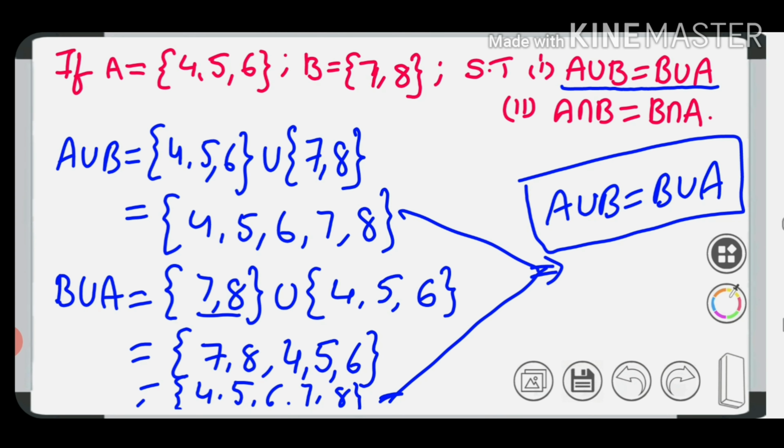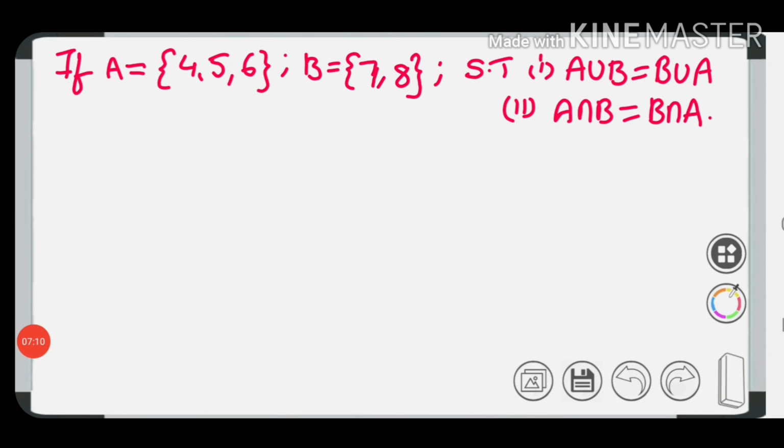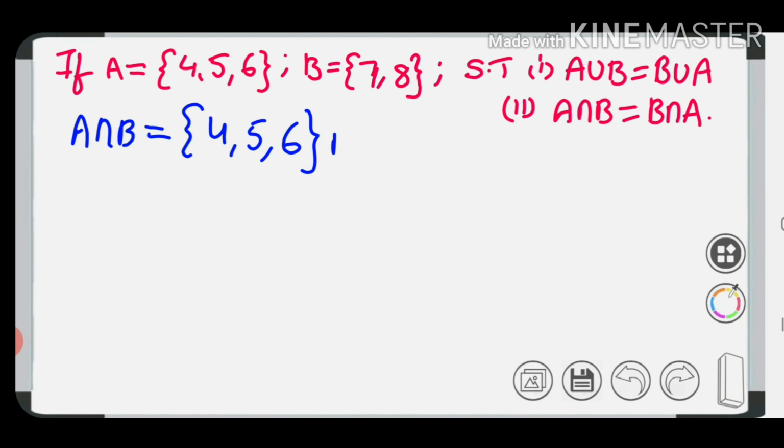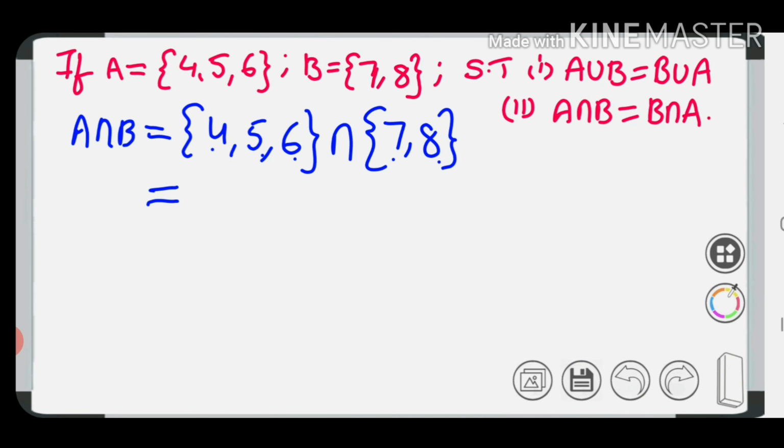Next, A intersection B and B intersection A. A intersection B means first we have to write A, {4, 5, 6}, intersection B. B means {7, 8}. So intersection means we have to write the combined elements of 4, 5, 6, 7, 8. There are no combined elements.